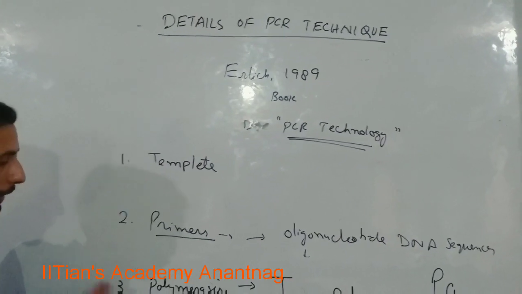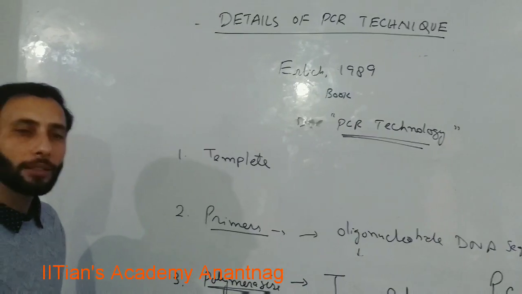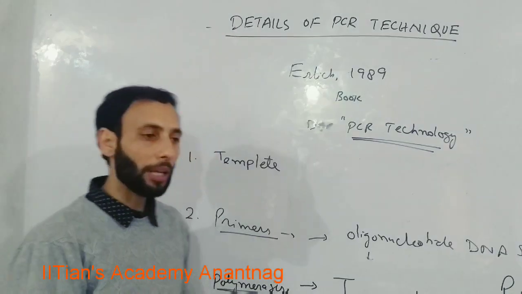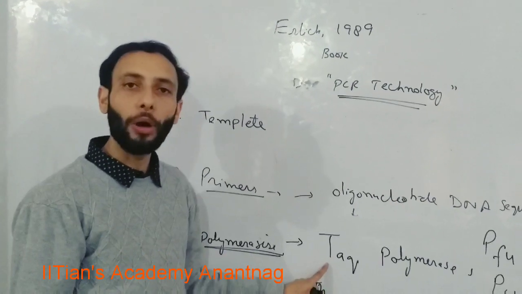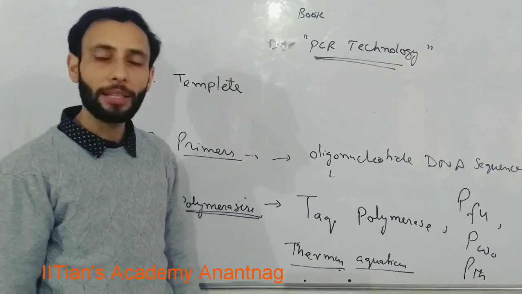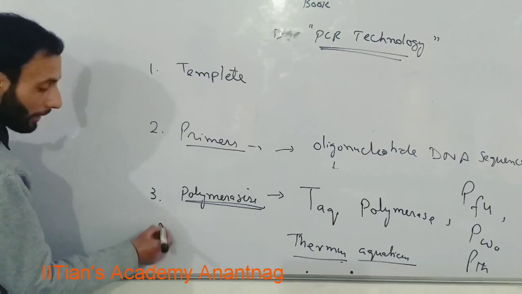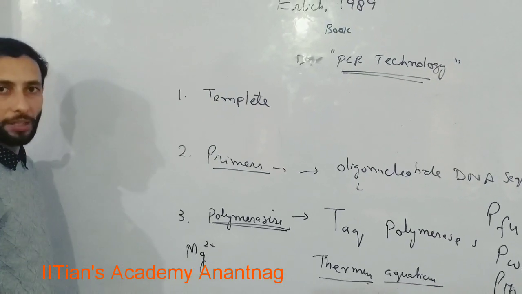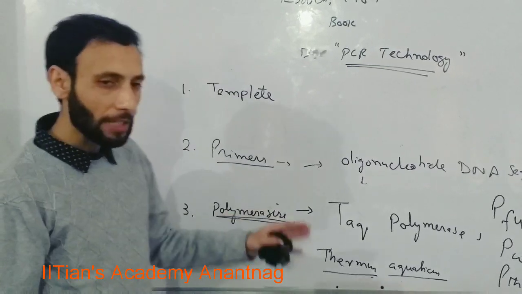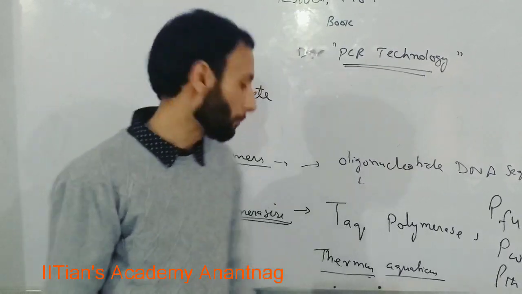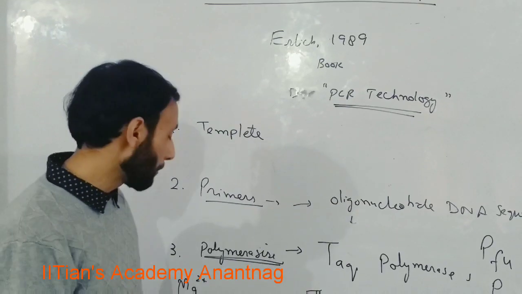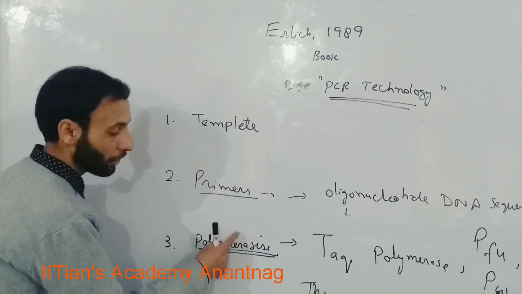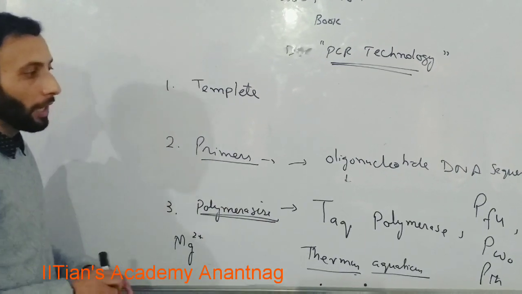Apart from these three requirements, certain types of polymerases also require certain buffers and certain ions. For example, if we are using Taq polymerase as our DNA polymerase, then we will require a specific concentration of magnesium dipositive ions, at which this polymerase will function at its optimum level.